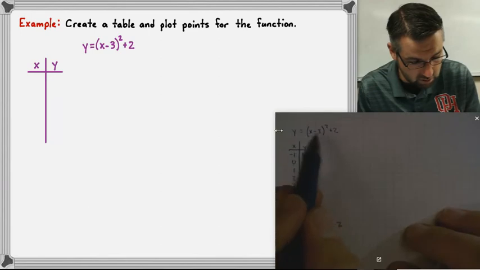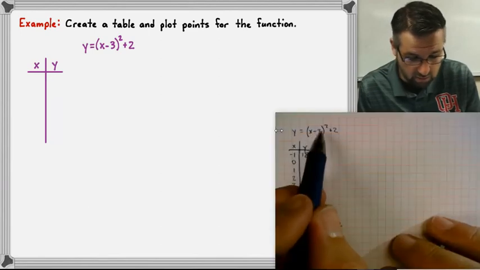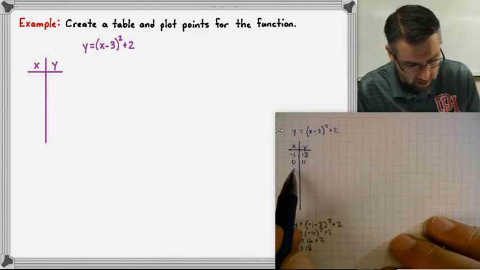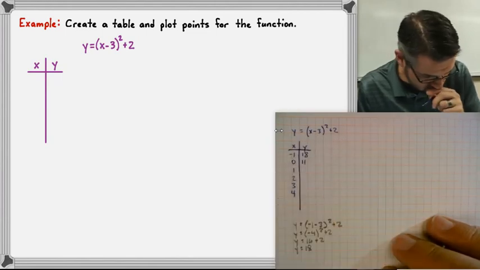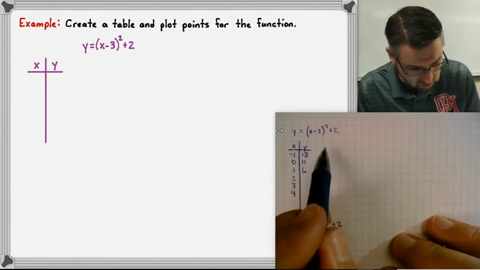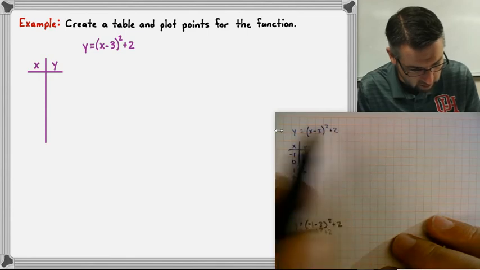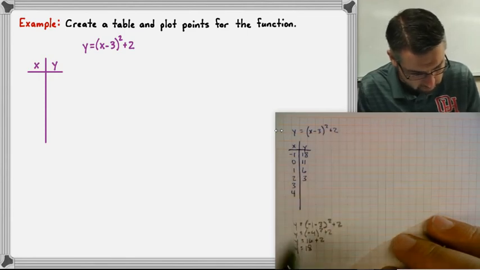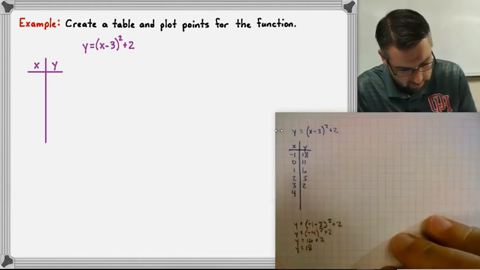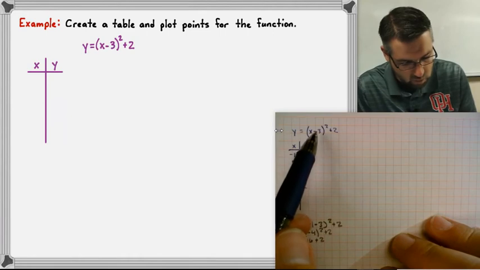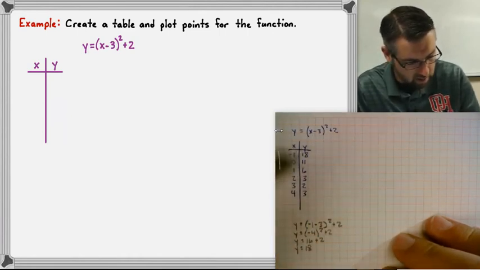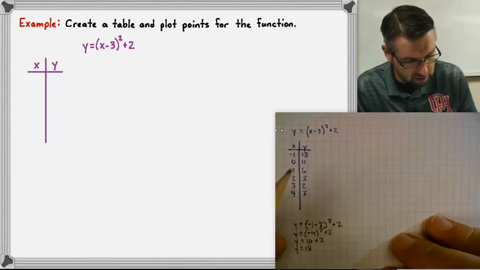If I plug in 0, 0 minus 3 is -3. -3 squared is 9, and then plus 2 is 11. Plugging in 1, 1 minus 3 is -2. Squared is 4, plus 2 is 6. Plugging in 2, 2 minus 3 is -1. -1 squared is 1, plus 2 is 3. Plugging in 3, 3 minus 3 is 0. 0 squared is 0, plus 2 is 2. And then 4, 4 minus 3 is 1. 1 squared is 1, plus 2 is 3. And so we can see that we are starting to go in the other direction at that point.